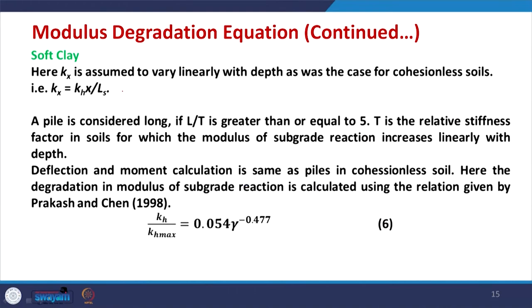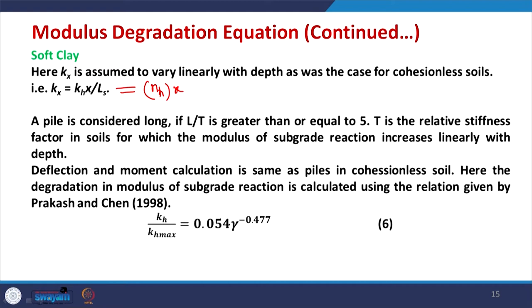Then the same applies to soft clay. For soft clay, the modulus of subgrade reaction is not constant; rather, it varies with depth and increases with depth, which is quite similar to the case for cohesionless soils. So, similar to cohesionless soils, this could be represented as Kx equal to Khx, which can be further written as eta h into x, which we have already discussed.